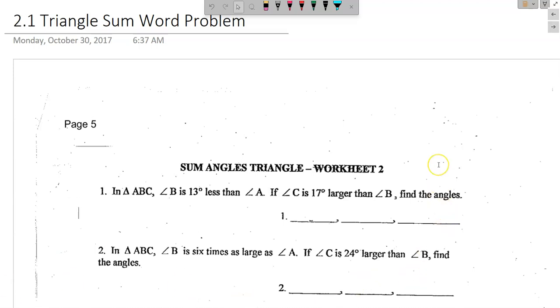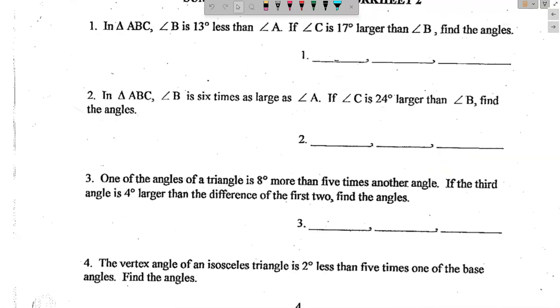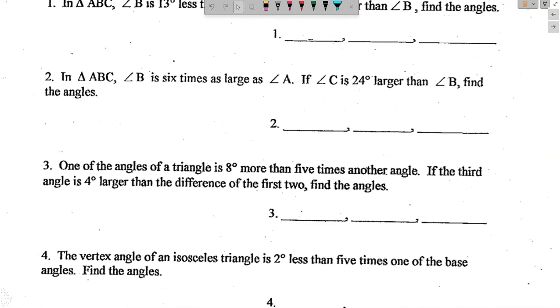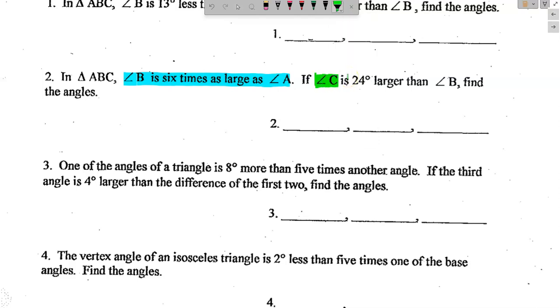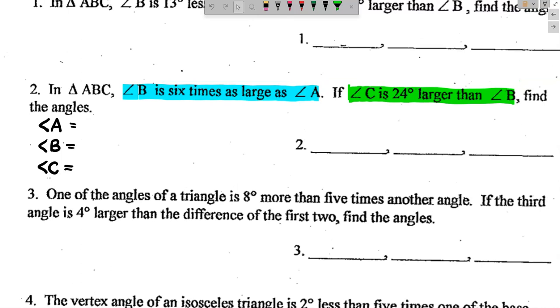So for the first one we're going to look at, we're actually going to start with number 2. In triangle ABC, our first description is that angle B is 6 times as large as angle A. Our second description is that angle C is 24 degrees larger than B. What we need to do is to find all the angles. So we need to create an expression for angle A, angle B, and angle C based on what we have here. So right off the bat, we know that B is 6 times as large as A.